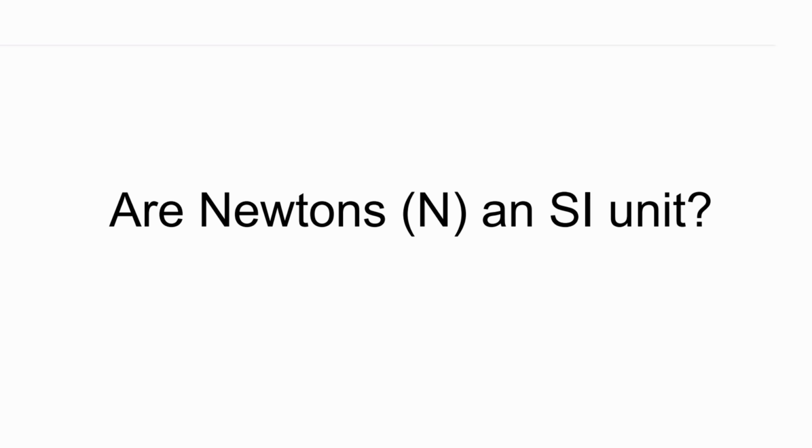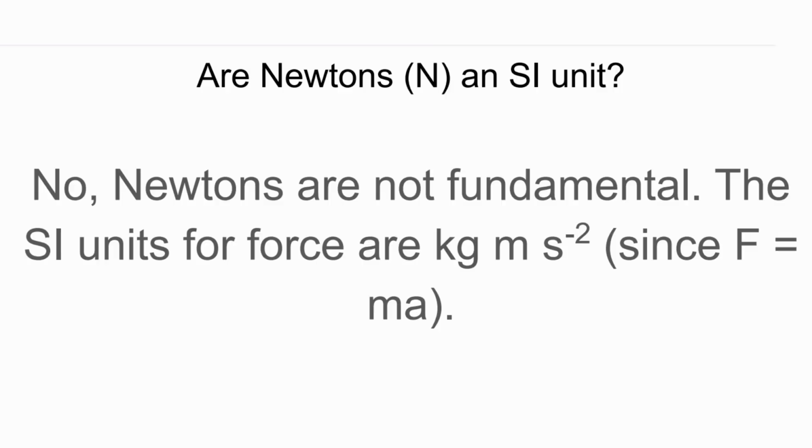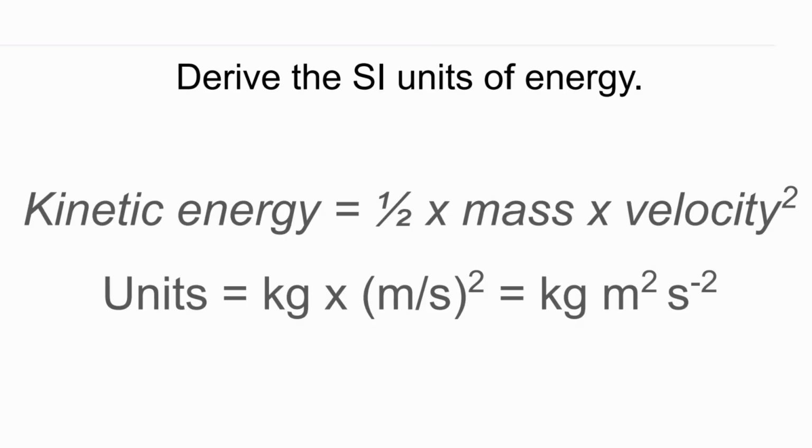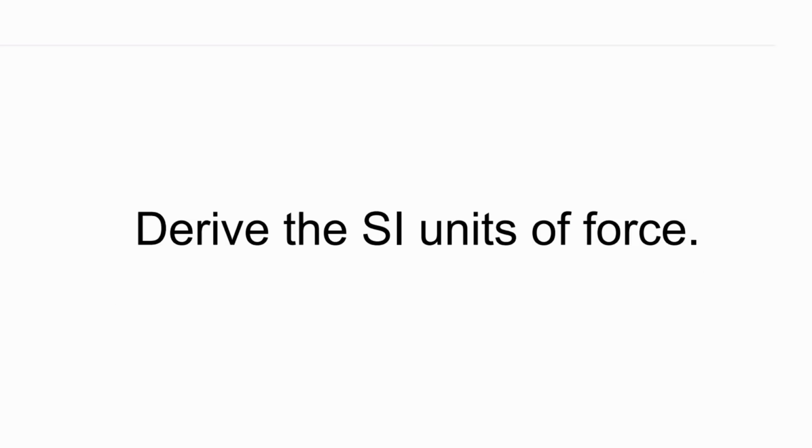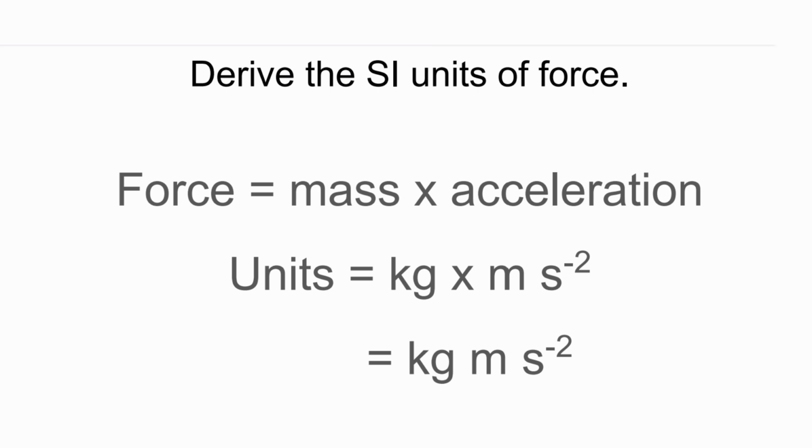Are newtons an SI unit? No, obviously it's not an SI unit. Newton is force. It means kilogram meter per second square. Derive the SI units of energy. So what is energy? I take an example of kinetic energy, which is half mv square. This half, 1 upon 2, is ignored, and it is kilogram meter square per second square. Derive the SI units of force. That's very simple. In the previous video we derived it, and that is how it becomes kilogram meter per second square.